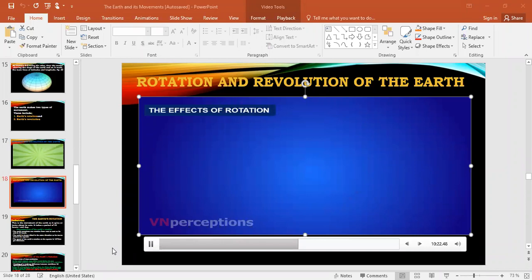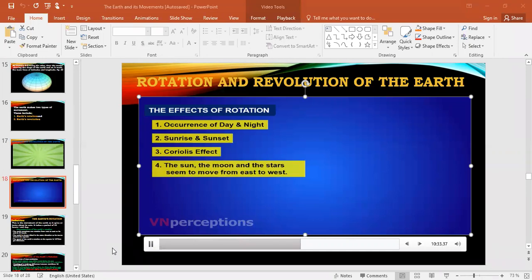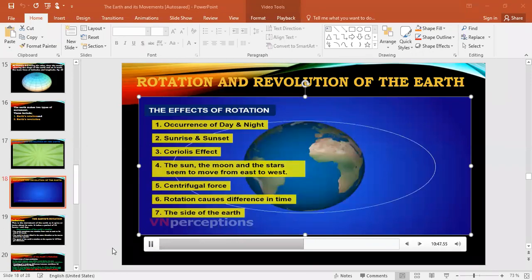So let us summarize the effects of rotation. The effects of rotation are occurrence of day and night, sunrise and sunset, Coriolis effect. The sun, moon, and the stars seem to move from east to west. Centrifugal force, rotation, and we have seen rotation causes difference in time. And the last one is the shape of the earth.